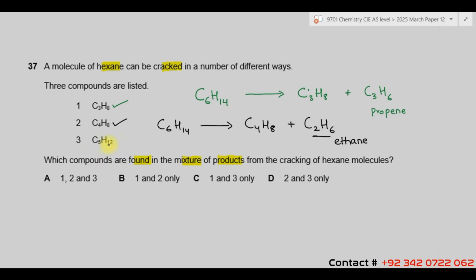Now the third one, C5H12. So from 6 carbons, 5 are gone, 1 is left. From 14 hydrogens, 12 are gone, 2 are left. CH2 is the second possible product. Now in CH2, carbon is not making a complete 4 single covalent bonds. The minimum formula for carbon should be CH4. So this is not possible. First and second are possible, so the answer is B.